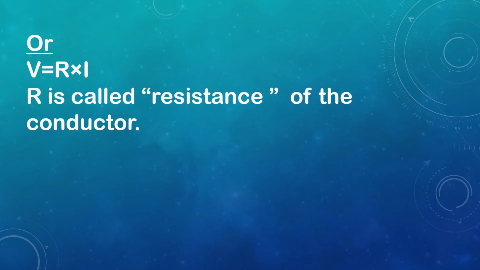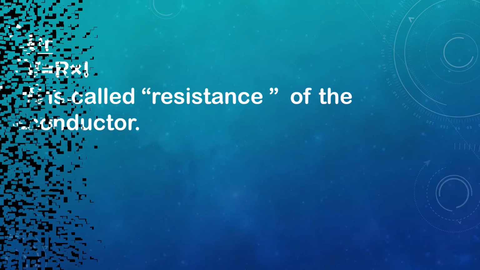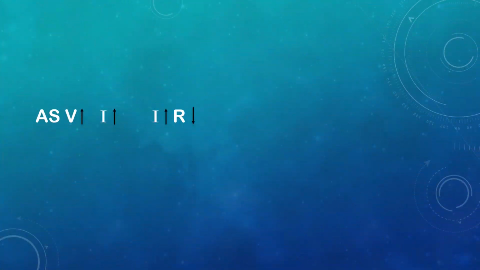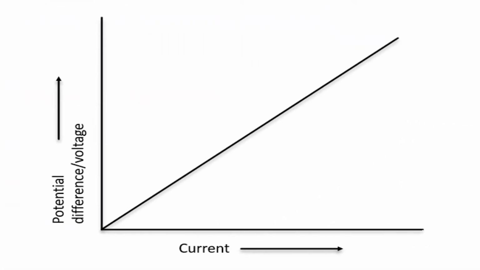So we have seen that V is directly proportional to I. So as V increases, I increases, or if V decreases, I will also decrease. And we can also say that if I increases, R decreases, or if I decreases, R increases. And if we draw a graph with potential difference on the y-axis and current on the x-axis, we will definitely get a straight line which will pass through the origin. The straight line will give us resistance.